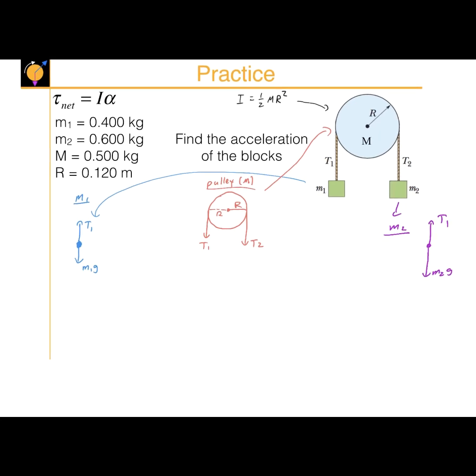So for M1, the sum of the forces in the y direction, up and down, is equal to M1 times the acceleration. Now, should it be positive or negative acceleration? It's accelerating upwards, and we're going to assume the y-axis pointing upwards is positive. So it's positive acceleration. So the two forces on M1 are the tension T1 minus M1G is equal to M1A. So we have an equation.